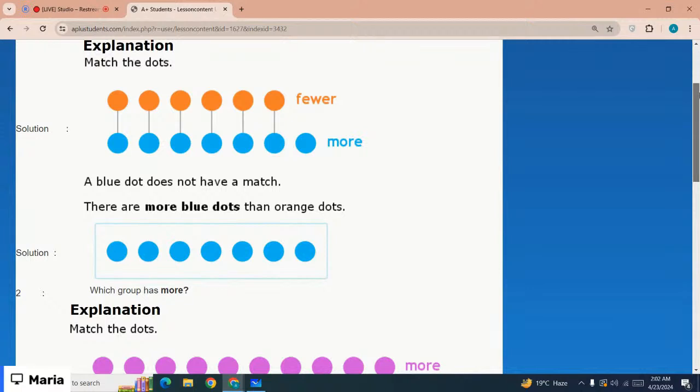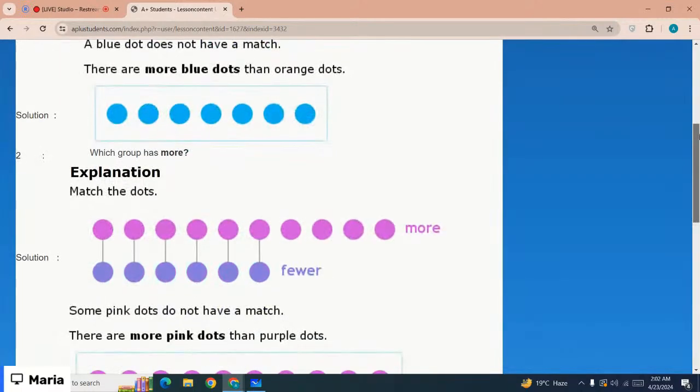Okay, the next one is which group has more. So compare them one to one. You can see here you have finished with the purple dots, but still you have four more pink dots. That means you have more pink dots than purple dots, right?